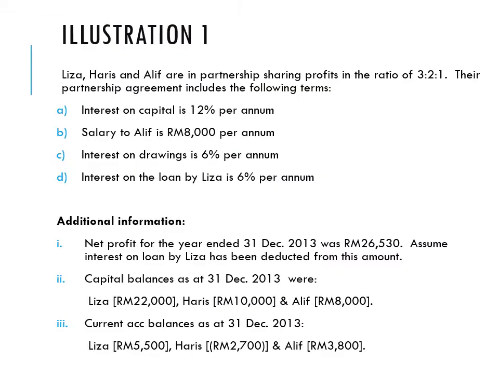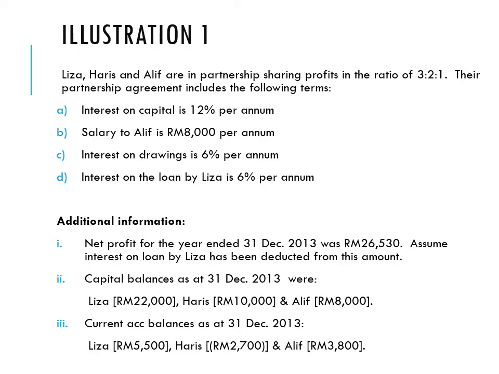We're going to take a look at one illustration about a partnership, and the illustration requires us to prepare the partners' capital accounts, the partners' current accounts, and also the profit or loss appropriation account. In this question, Lisa, Haris and Alif are in a partnership sharing profits in the ratio of 3:1. Their partnership agreement includes the following terms. Interest on capital is 12% per annum. Salary to Alif is 8,000 per annum. Interest on drawings is 6% per annum, and interest on the loan by Lisa is 6% per annum.